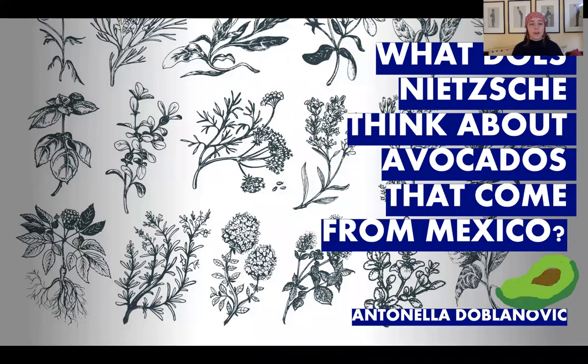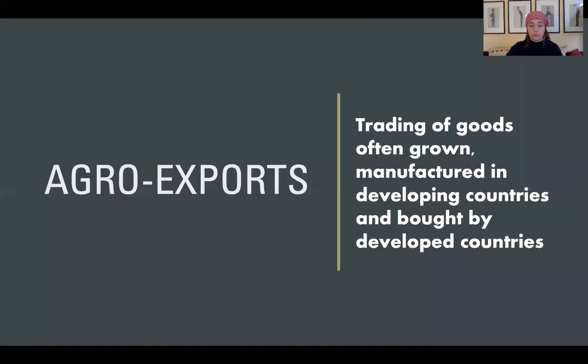Hello! All right, presentation. What does Nietzsche think about avocados that come from Mexico? I'll be talking about agro-exports and its effects on biodiversity seen with the Nietzschean eye. So agro-exports are agriculture or goods that are produced for export. In most cases, these exports are produced in developing countries and are shipped to developed countries.